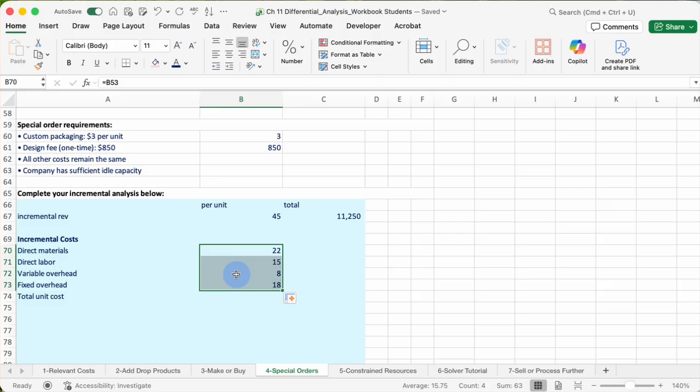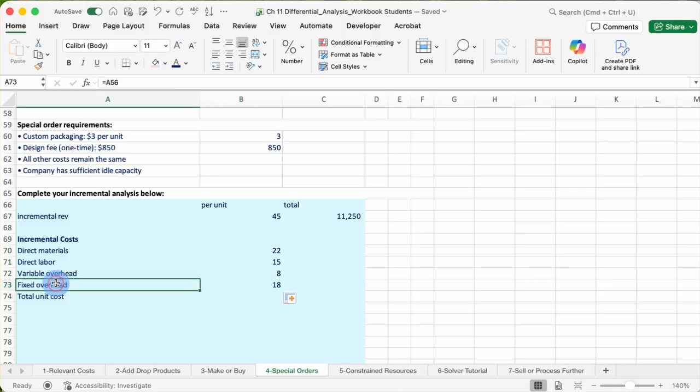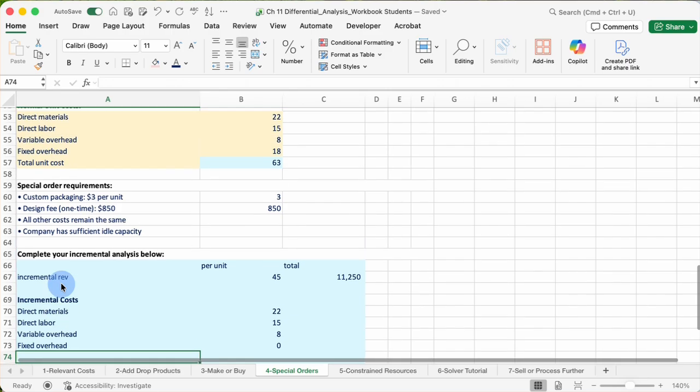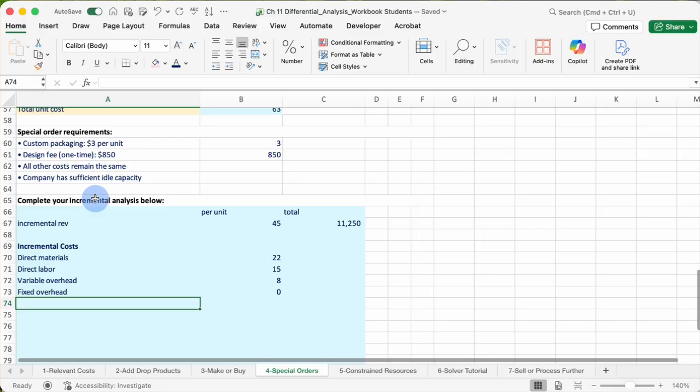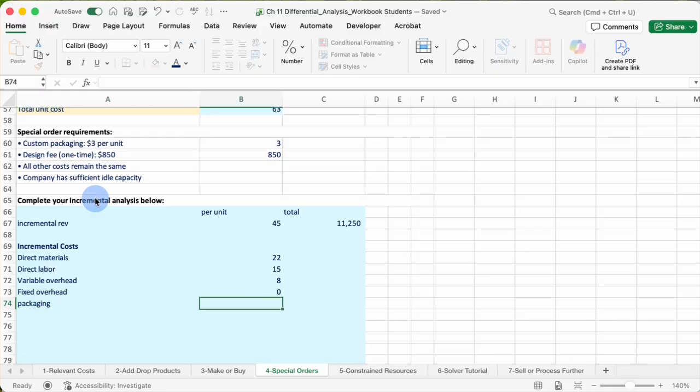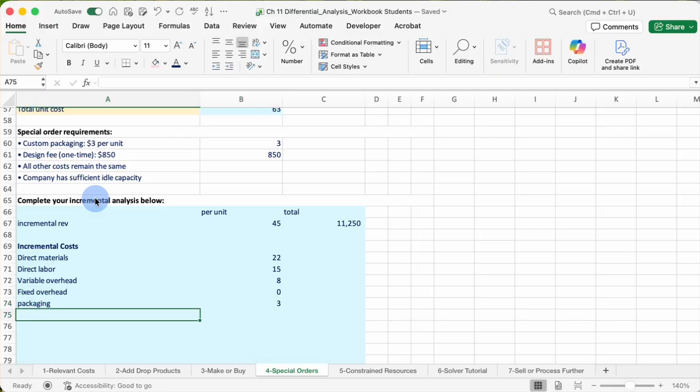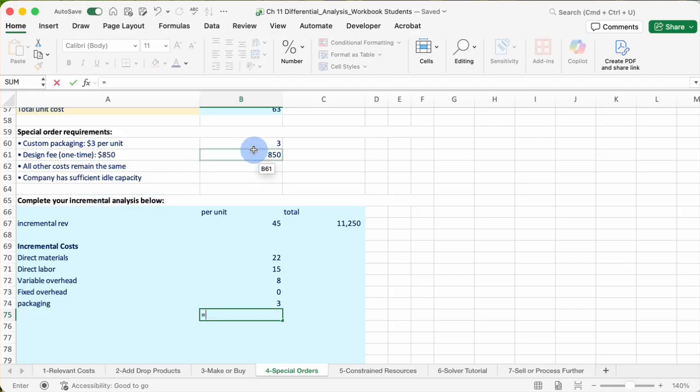Variable overhead, yes. This fixed overhead, however, we need to zero out. It's not relevant because that is a fixed overhead that happens regardless of this decision to accept this order or not. So we'll add zero, or we'll zero that out. Then we have a few more costs we need to consider. There's custom packaging of $3 per unit. So let's put packaging down here at 3. Or I guess I could have cell referenced that.